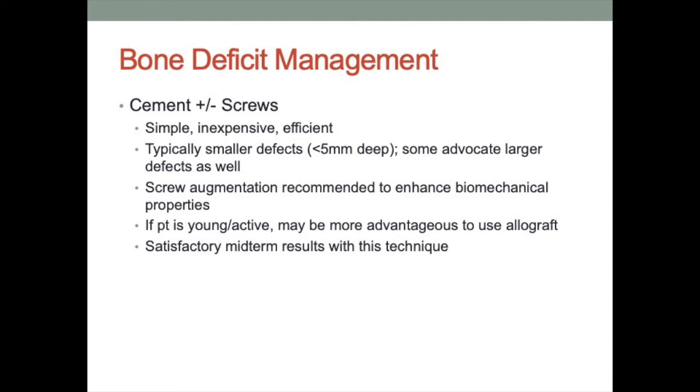Typically this is used for smaller defects, less than 5, maybe 10 millimeters deep. Some advocate for larger defects as well. Screw augmentation is recommended to enhance biomechanical properties of this construct, and if the patient is young and active, it may be more advantageous to use allograft in order to get more biologic fixation with creeping substitution rather than the cement and screw construct. But with this, you have satisfactory midterm results with this technique by filling these gaps.